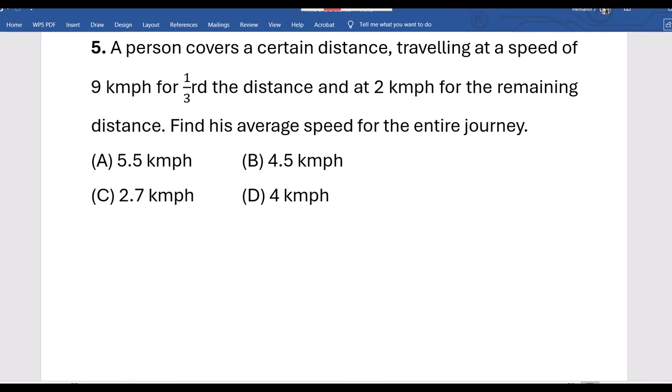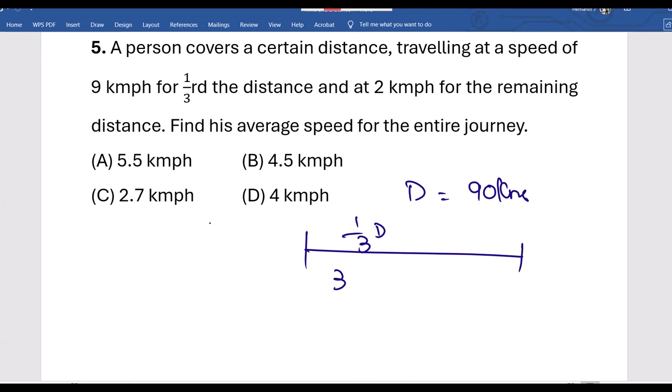One third, dividing by 3. I'm not taking 100 kilometers because I have to divide by 3. We are taking some value for easy calculation. So I am taking distance equal to 90 kilometers. Then one third of the distance means 30 kilometers.